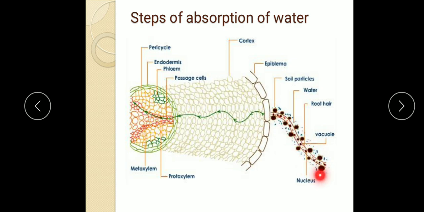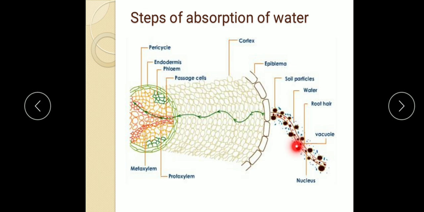Outside you can see the soil particles. So the concentration of water is more in the soil particle than the cell. Which cell? Root hair cell. So the root hair cell has less water, and the soil has more water in it.